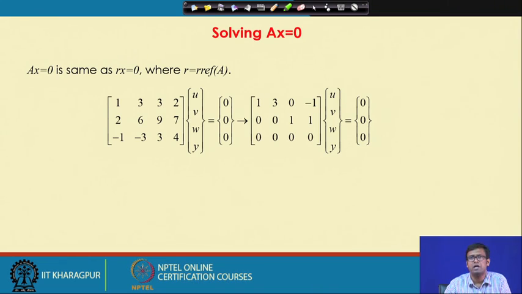And now we will see how we can find u v w y, or the null space solutions, through this reduced echelon form of the matrix, and we will look into it in the next class.